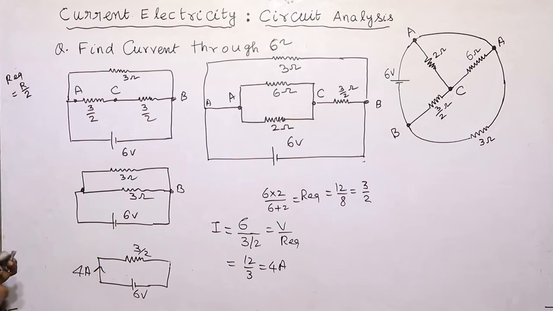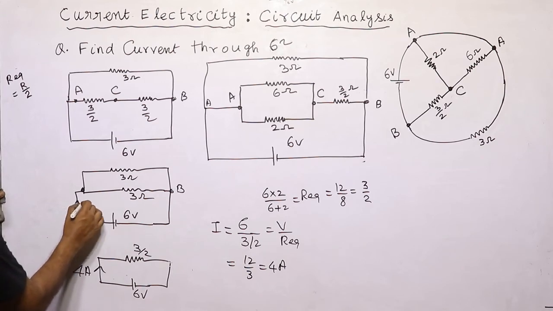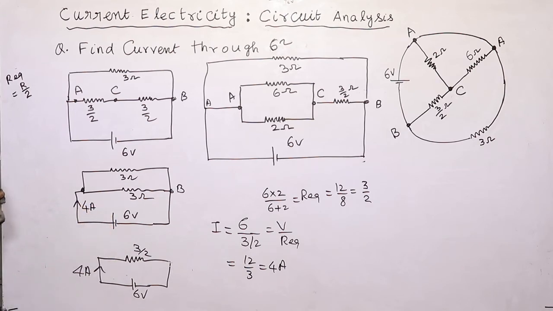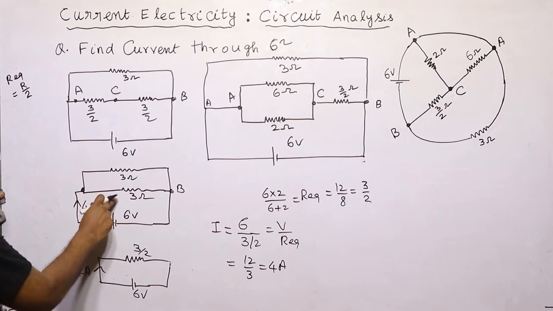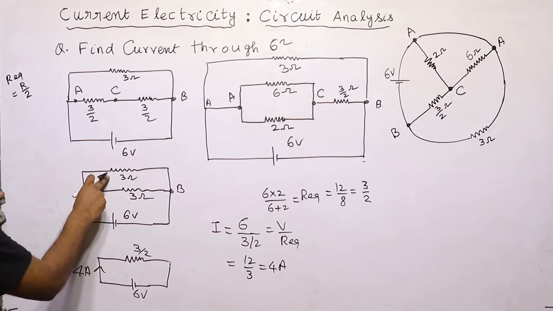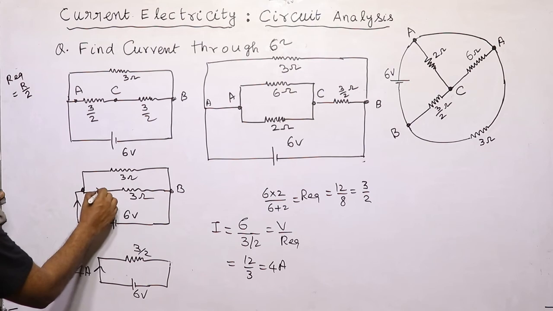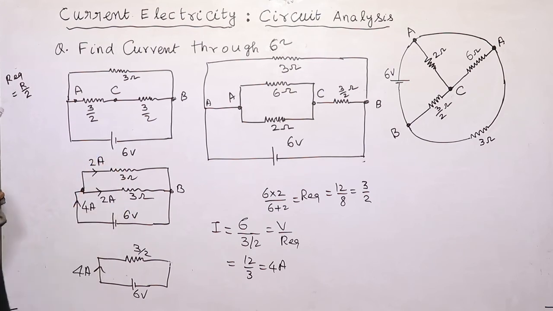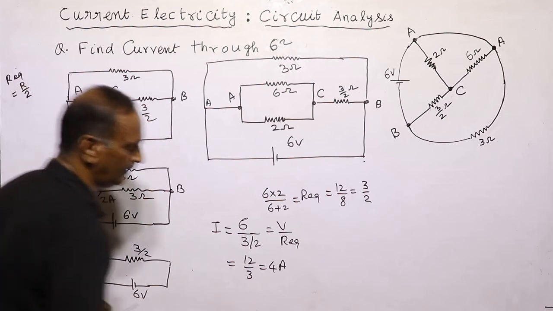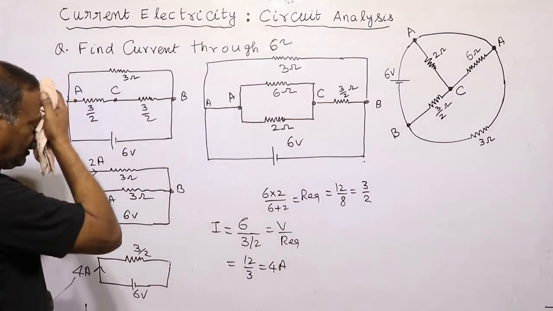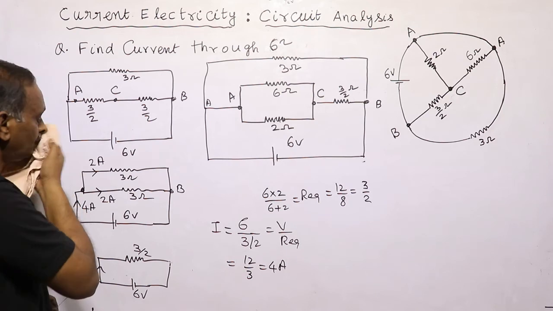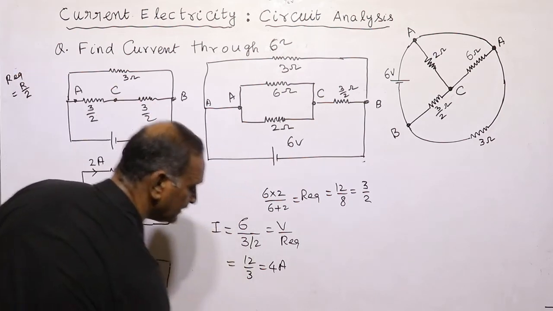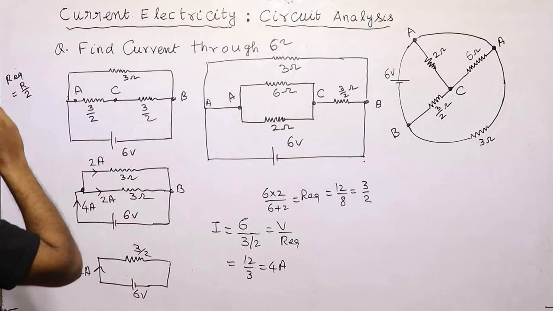This 4 ampere is flowing here, and here the current is divided. Here also 3 ohm, here also 3 ohm, so it will be divided into 2 portions, exactly 2 ampere. Why? Because for identical resistances, the current will be divided equally into 2 portions. So 4 ampere is divided into 2 ampere and 2 ampere.